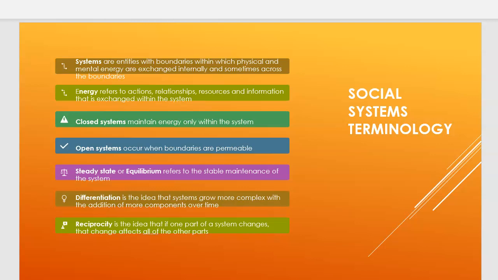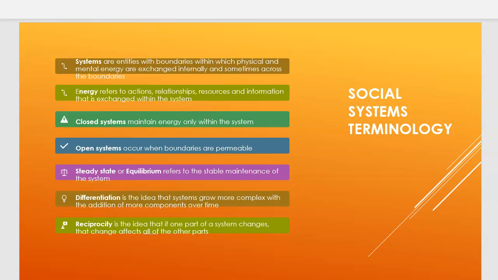The third terminology is closed systems. When we think of a closed system, that means it's a tight system where the energy is mainly located within the system, and there isn't a lot of energy exchanged across the boundary of the system. In contrast, an open system occurs when the boundaries are more permeable.